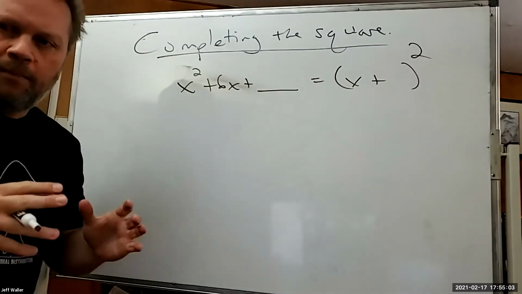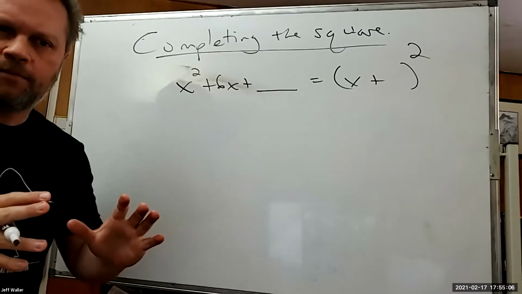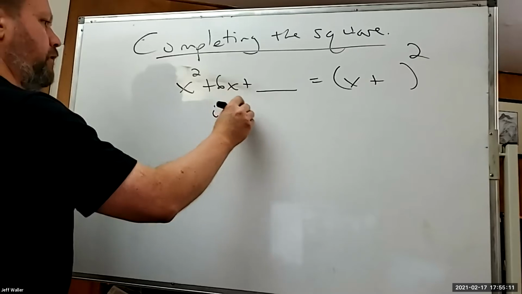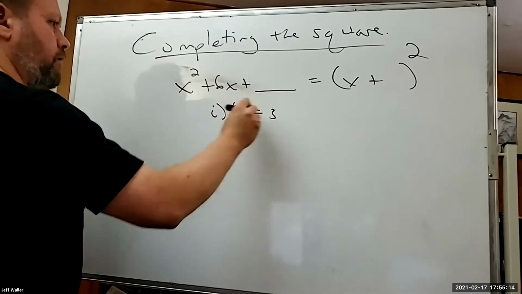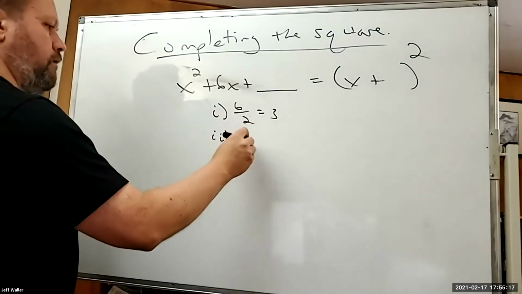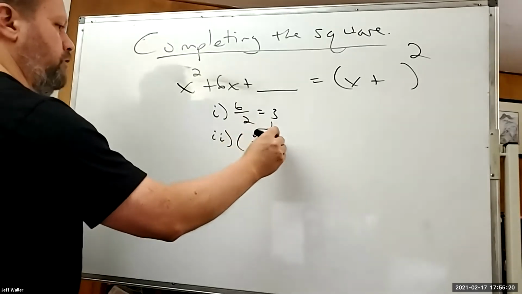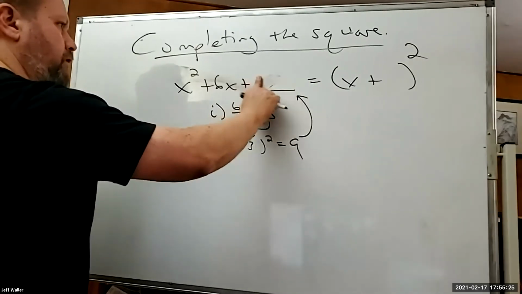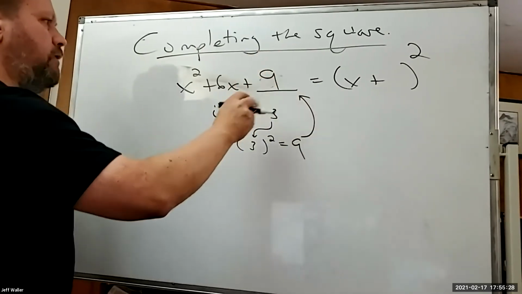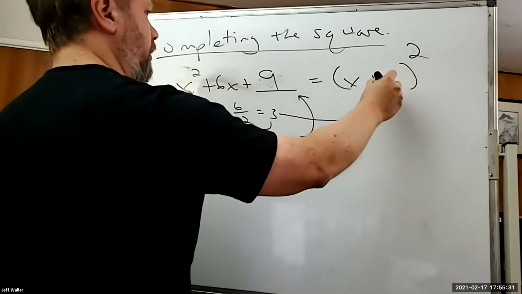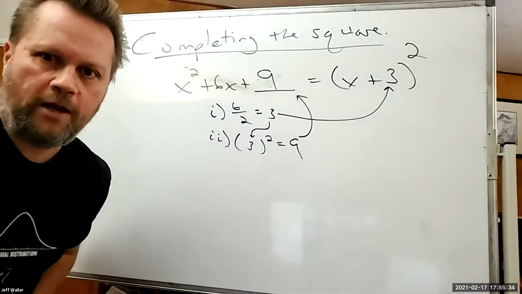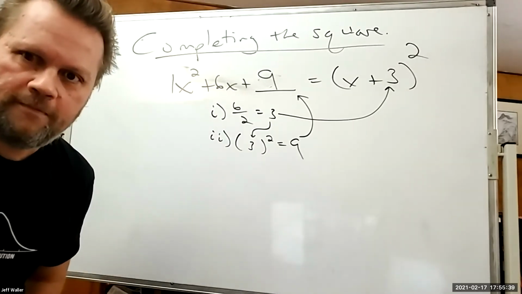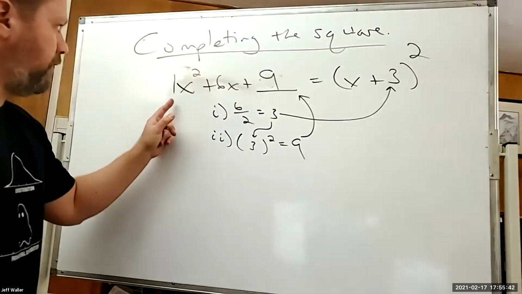I don't know if you guys remember what that process is. Half of 6, squared. Cut the middle term in half, and then square what you get. So that is what goes here. You already get the plus. And that, of course, makes it factor like this. When will that work? When this is a 1. That's all you need, is for this to be a 1, and it'll work.